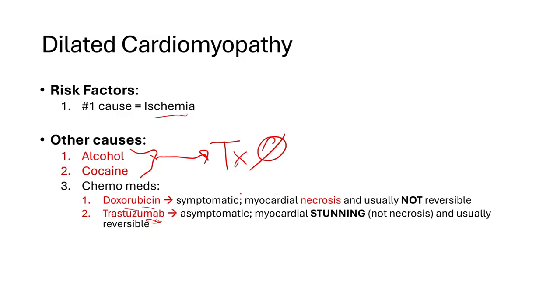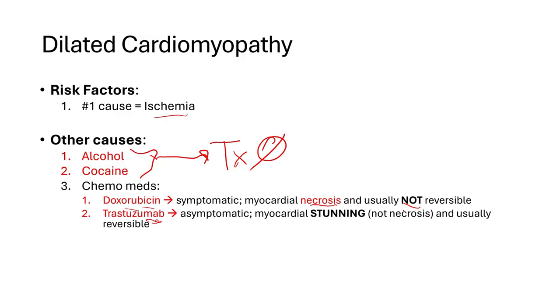Now, what is the difference between these two? Doxorubicin typically is going to be symptomatic, where trastuzumab is typically hidden or asymptomatic. Hence why when these patients are on this medication, we typically get baseline echoes and echoes throughout their treatment cycle. What you need to know is that doxorubicin leads to something known as myocardial necrosis, destruction of those cardiac myocytes, and this is usually not reversible.